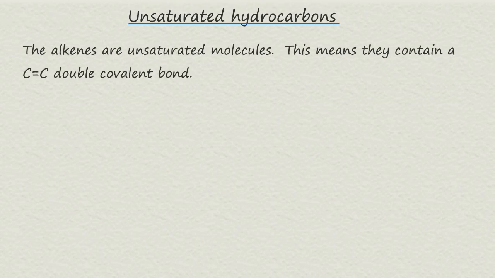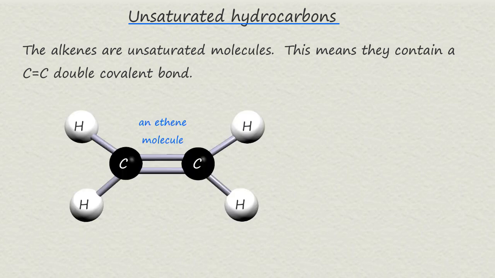The alkenes are unsaturated molecules. This means that they contain a carbon-carbon double covalent bond. For example, the first alkene molecule is ethene. A ball and stick model of an ethene molecule is shown below.